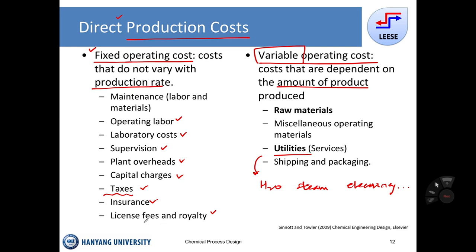Insurance and the license fees and royalty. So in the chemical industry, you may need to buy the license for a process. Like ExxonMobil, maybe Shell, okay, they own some intellectual property for producing certain products. Then you have to buy the intellectual property of producing a certain product or some process, a flow sheet or some process system. That is the additional money to be paid to the owner of the intellectual property. That is called the license fee or royalty. Okay, so that is also an element of the fixed operation cost.